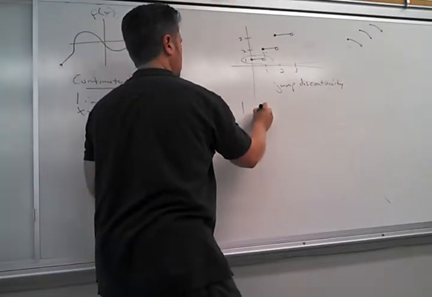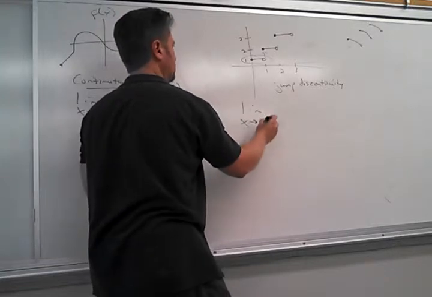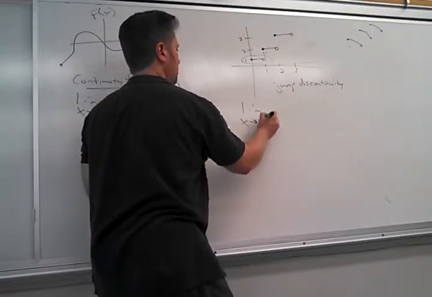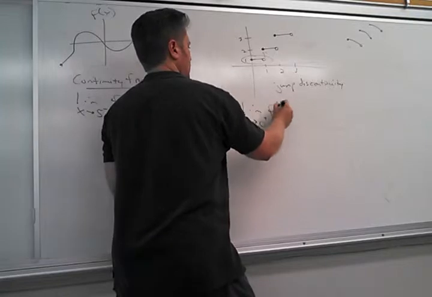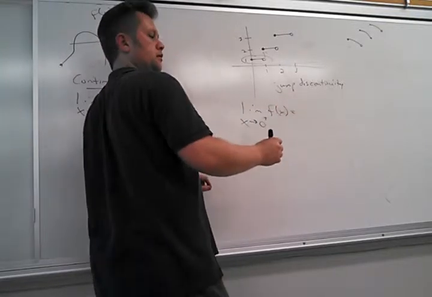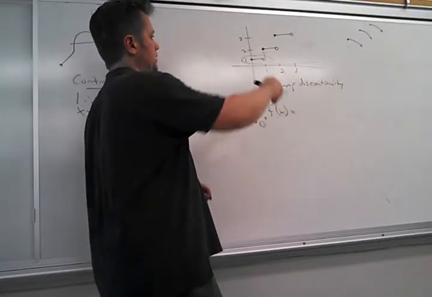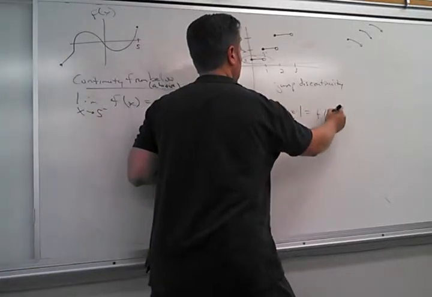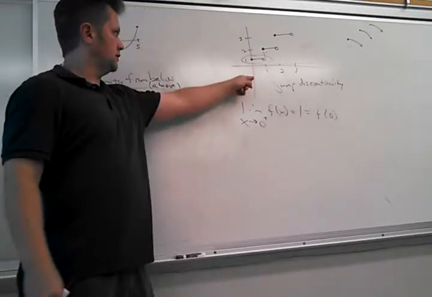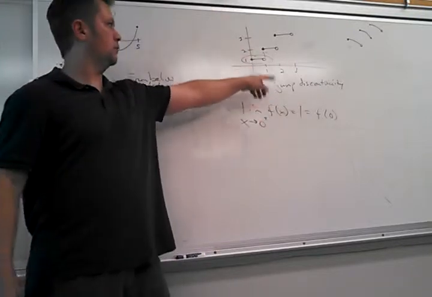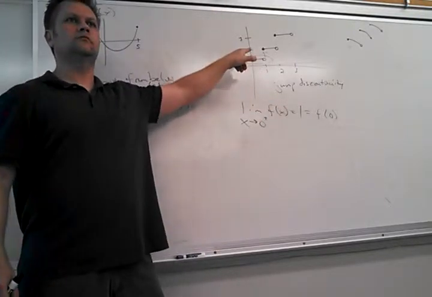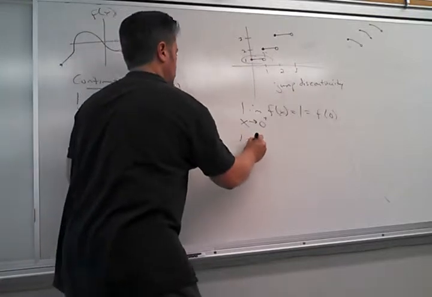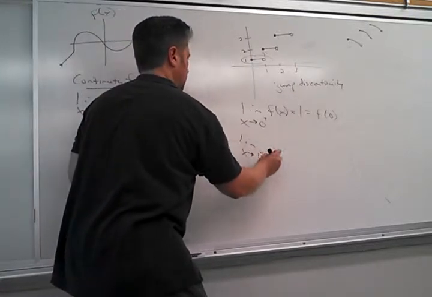So in symbols, the limit as x goes to 0 from above of f of x. What would that be? What is the limit as x goes to 0 from above? 1. And that's the same thing as f of 0, right? Because f of 0 is 1. So therefore, it's continuous from above at 0. What's the limit as x goes to 1 from below?